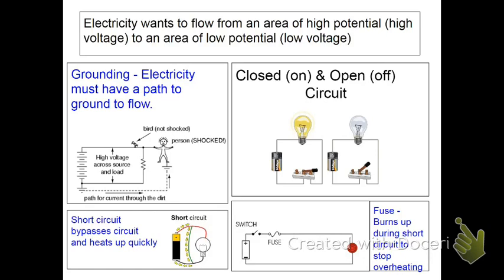A few things that we want to go over, just some things to understand, is grounding. The reason a bird doesn't get shocked up on the high wires is because he's not grounded. He's not touching the ground, and so there's no path through him to the ground. But if a person touches that high wire, there is a path to the ground.